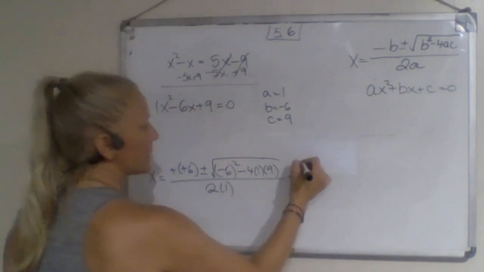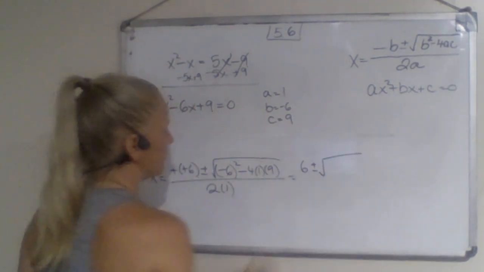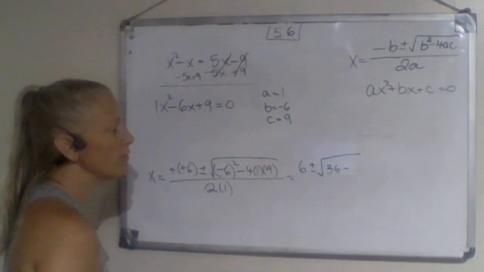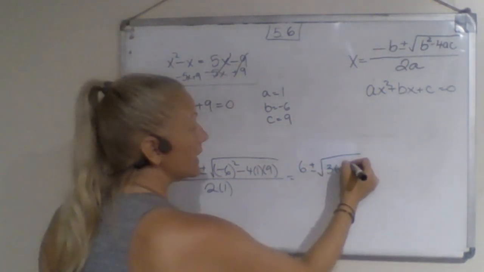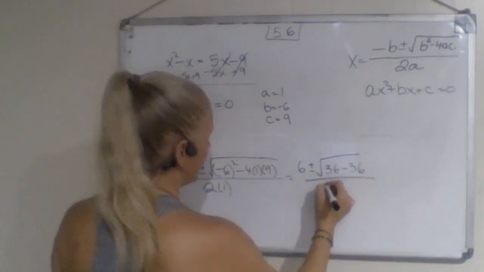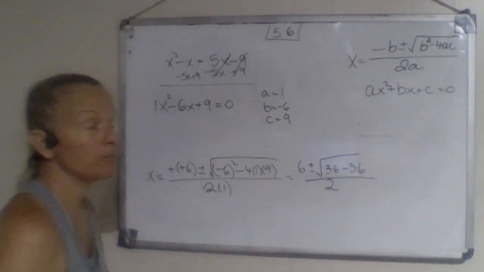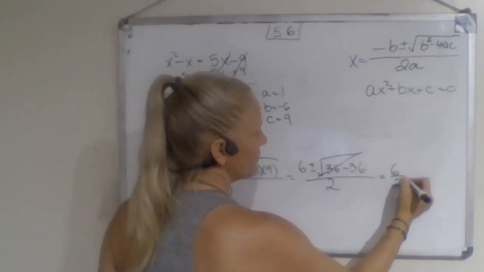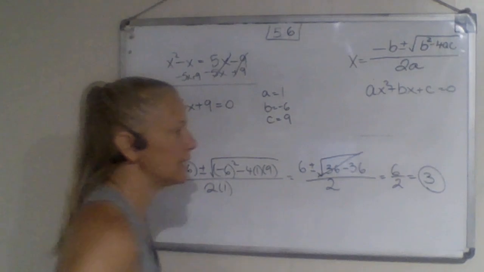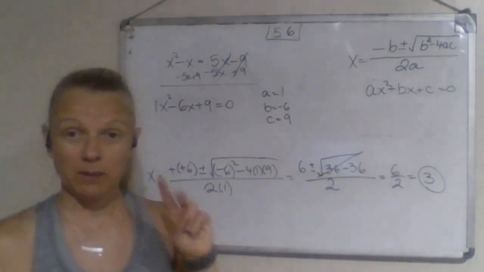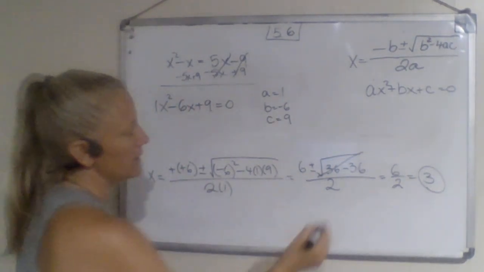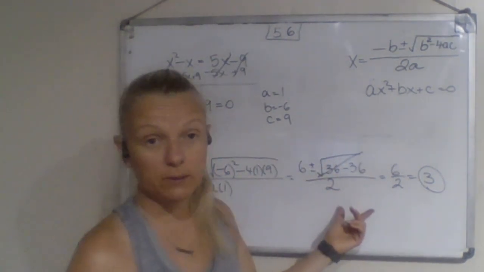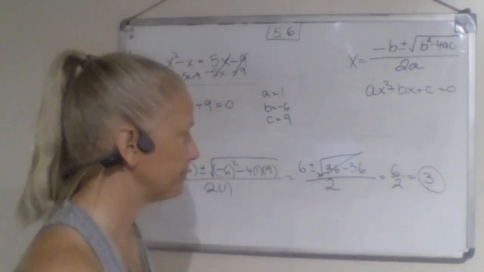Negative 6 becomes a 6, plus or minus the square root of negative 6 squared is 36, minus 4 times 1, 4 times 9, 36, all over 2. 36 minus 36 is 0. I end up with 6 over 2, which is 3. Have you noticed how all of a sudden I only have one solution? The other one had two solutions. When this became 0, I only had one solution, x equals 3. If you would graph it, you would see that it only touches at x equals 3.